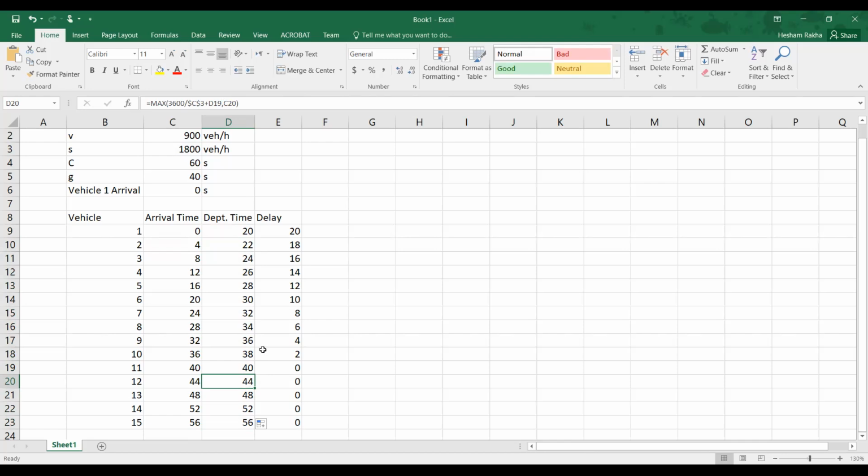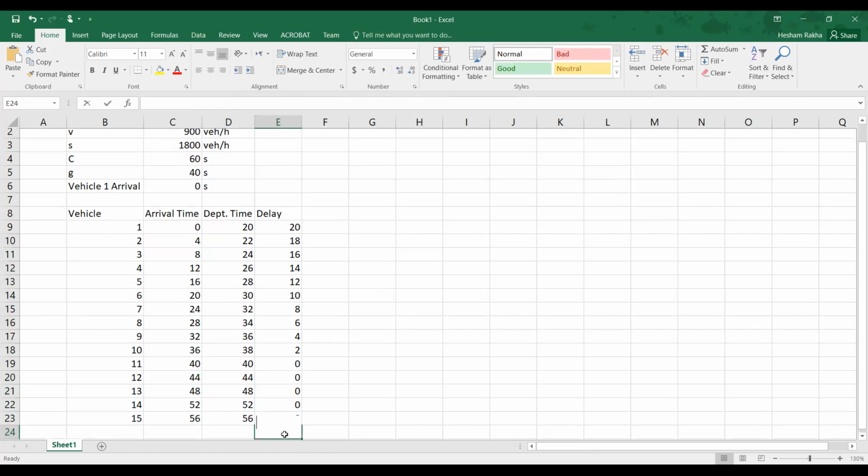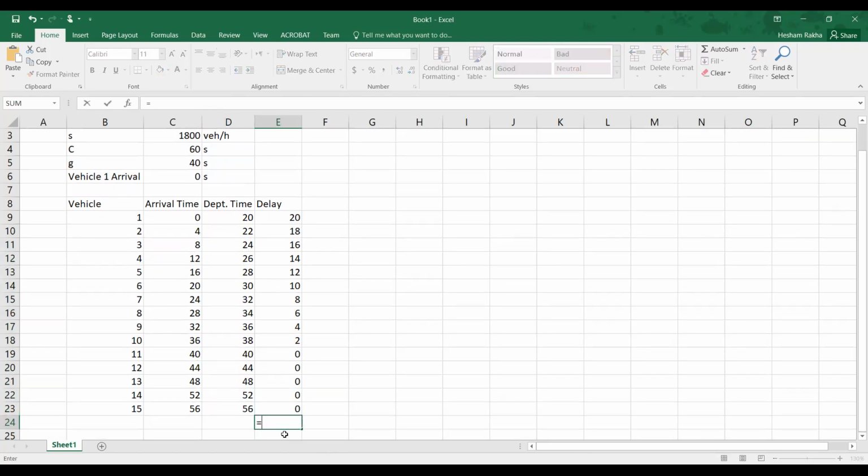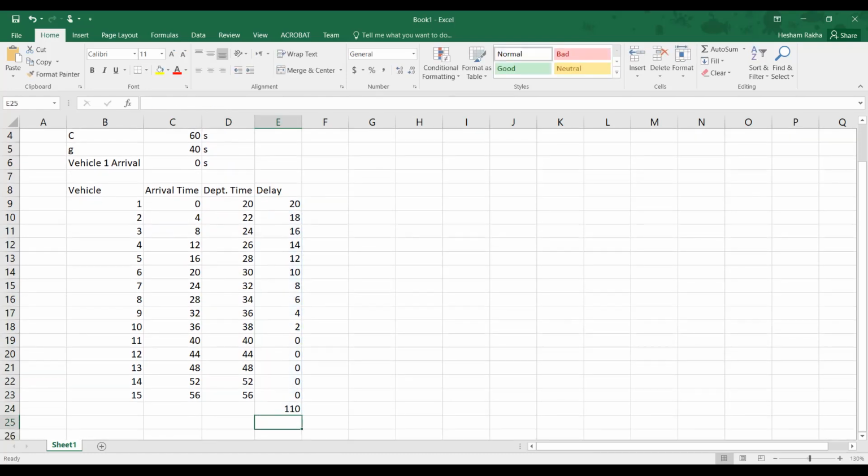So now if I wanted to compute the total delay, what is the total delay equal to? All I have to do is sum up the delay of each car. Is that correct? And that will give me the total delay. So it's saying 110 seconds.